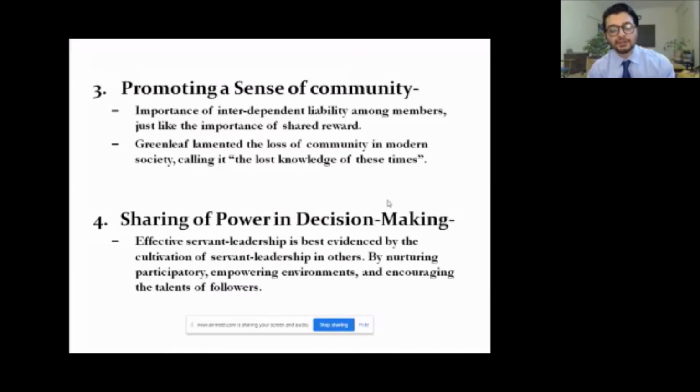Well, effective servant leadership is best evidenced by cultivation of servant leadership in others, by nurturing participatory, empowering environments and encouraging the talents of followers. Now, just like Yash in the very beginning had said, what differentiates this leadership in comparison to every other leadership is it does not look at the traditional approach. It does not look at the servant and the leader kind of a philosophy. It specifically looks at how I can help the other person get to the same pedestal and we both can achieve it together.